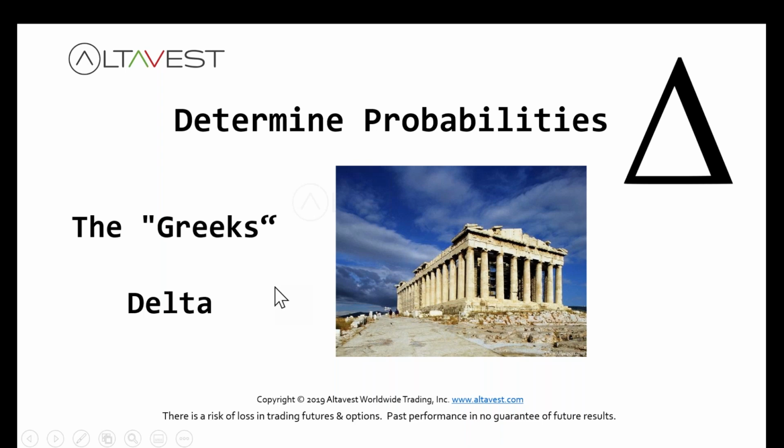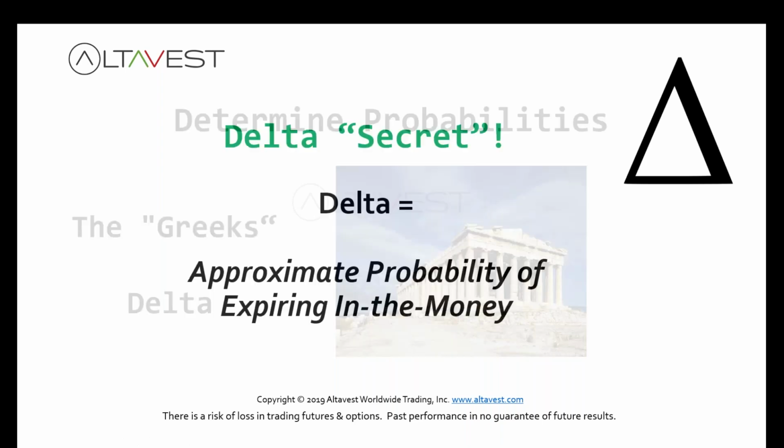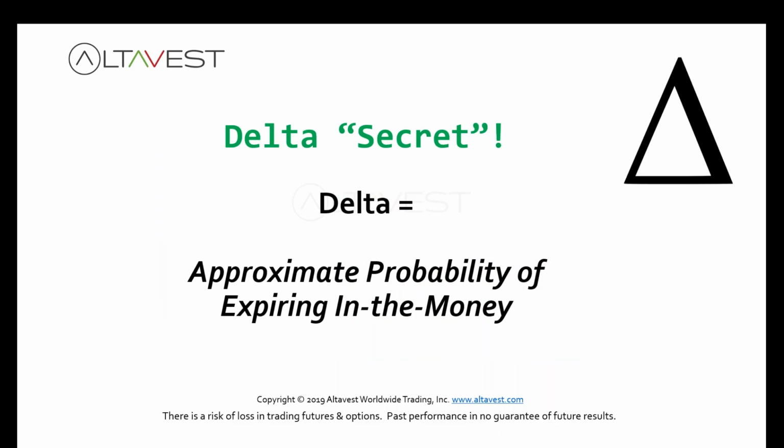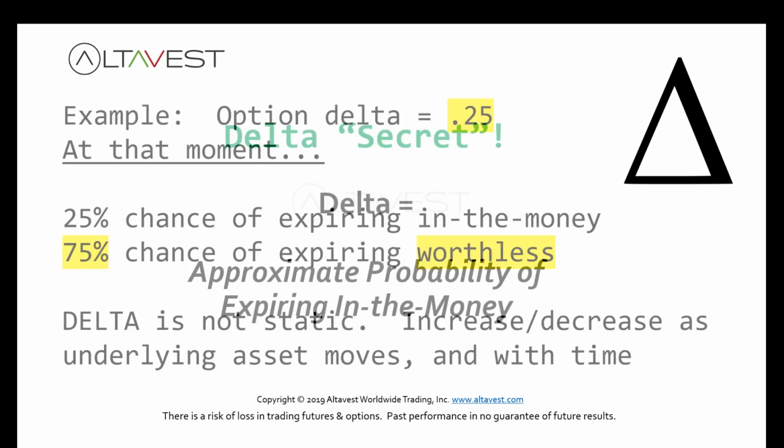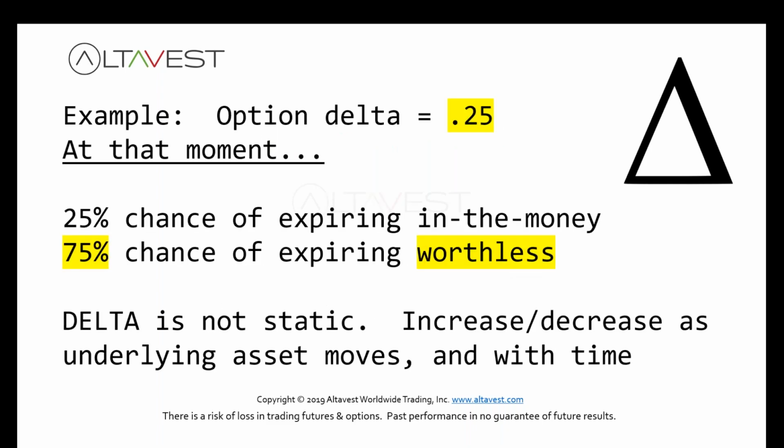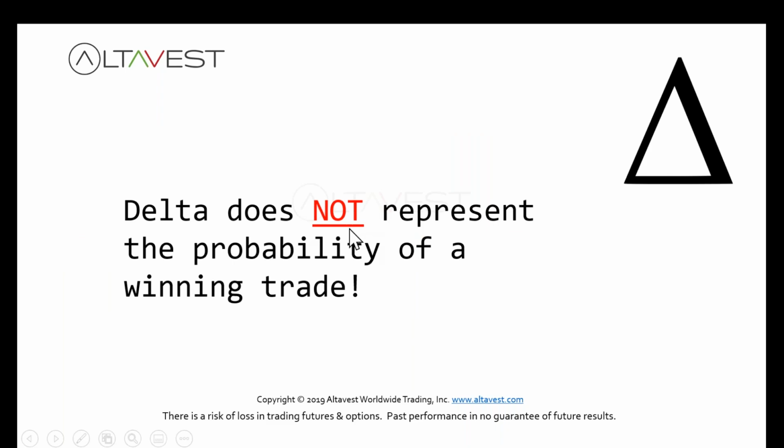But let's look at the Greeks. Once again, if you know it, it goes quickly. If you don't, it's simple. So the one thing we need to know is delta, and I'll show you about the next one. It's the approximate probability of expiring in the money. So that's sort of the secret that I guess a lot of traders don't even know. So example, 0.25 delta means there's a 25% chance of expiring in the money and a 75% chance of expiring worthless. So what can we use that information for? Well, we're going to show you in just a second, but it is not the probability of a winning trade. So keep that in mind.